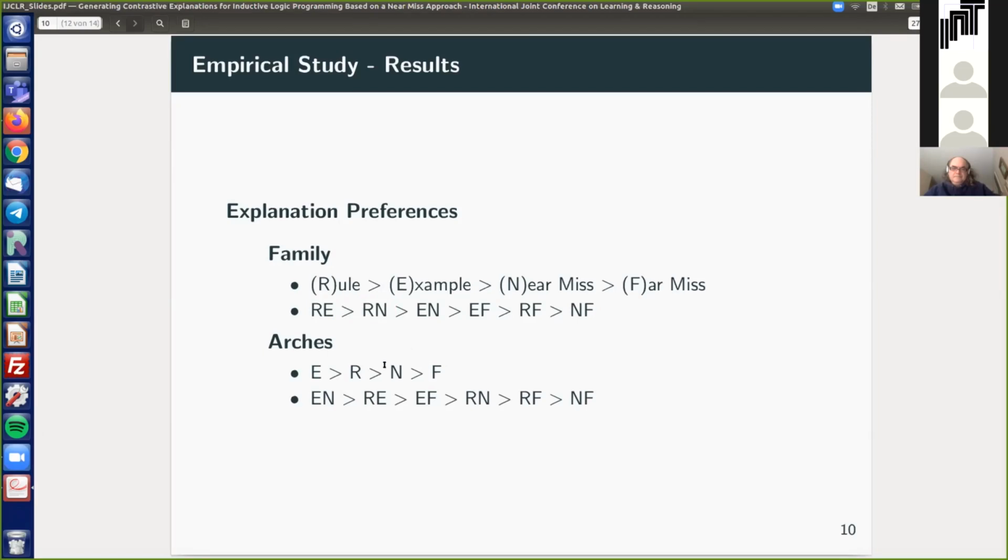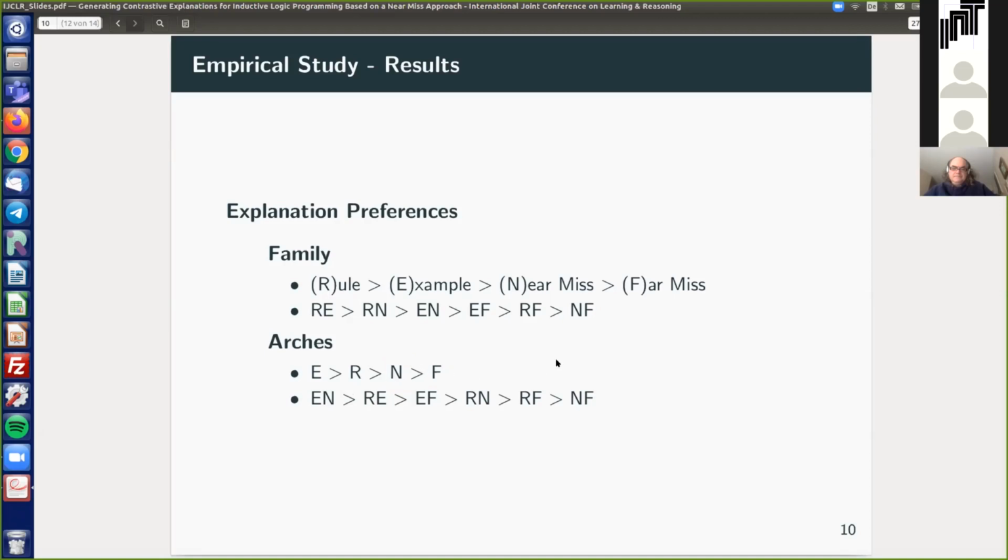And the same thing we did for the arches. I think it's pretty interesting to see that for the arches here, giving an example was much more useful than giving a rule. But nevertheless, a near miss example is still better than giving a far miss example.